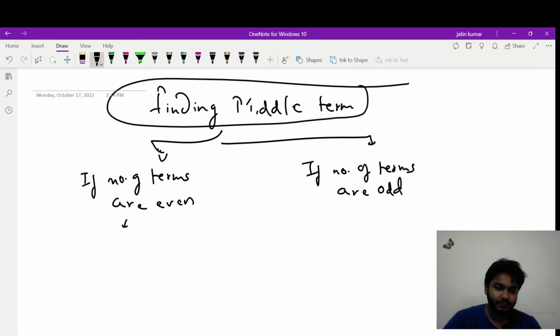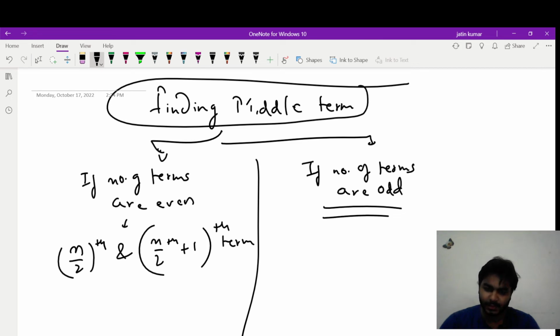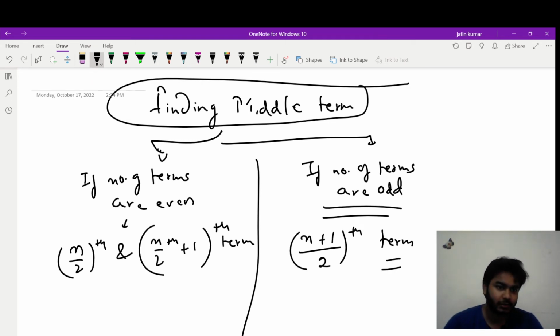If the number of terms is even, then you will put the formula n by 2. You will get two values as the middle numbers. Because the number of terms is even, the n by 2 and n by 2 plus 1th terms will be the middle terms. If n is odd, then simply you can find the middle term. So here you will simply put n plus 1 by 2. The n plus 1 by 2th term will be the middle term. Let's do a question.